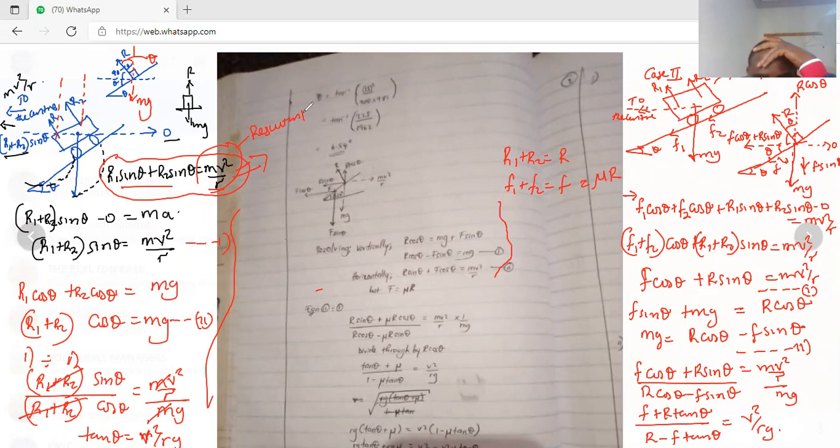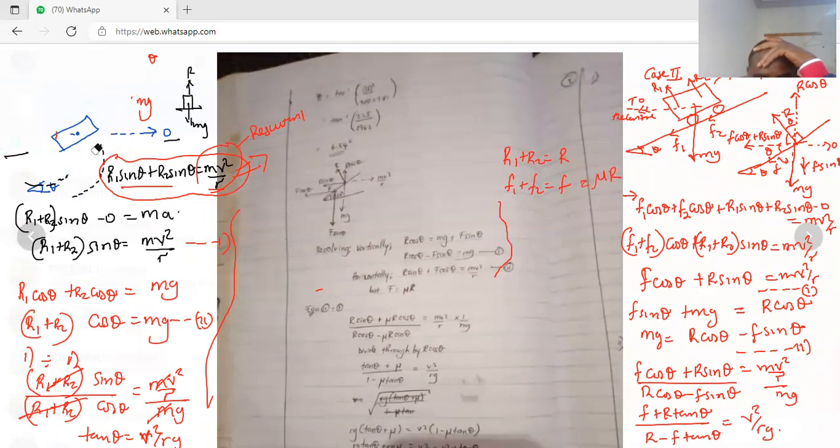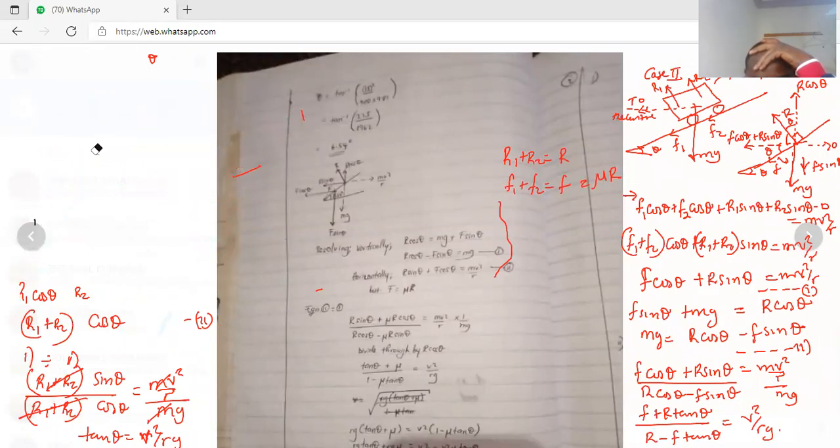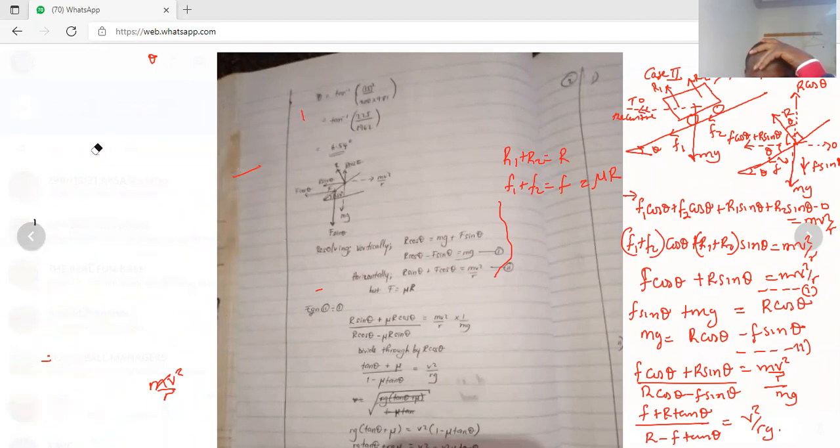So furthermore, we can substitute. Let me wrap this part. We can substitute and reduce that function in terms of F and R to something in terms of mu and R. So therefore, what shall we have?